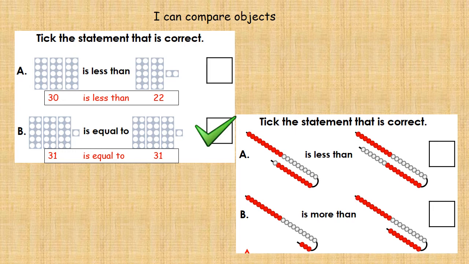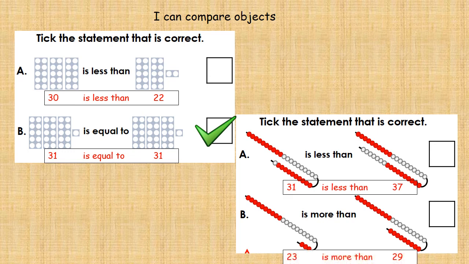What about this one? A, the bead string shows 31 is less than 37. And B, 23 is more than 29. Which statement is correct? Well done, it's A. Marvellous maths.